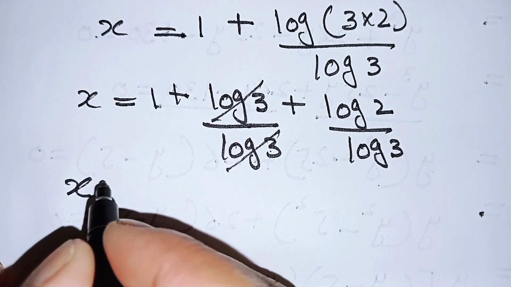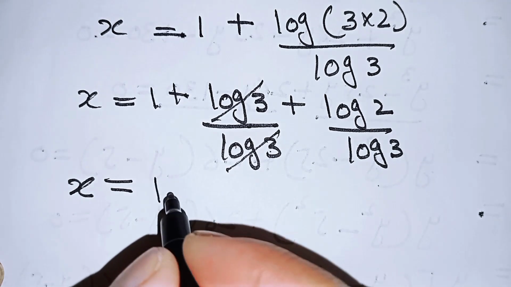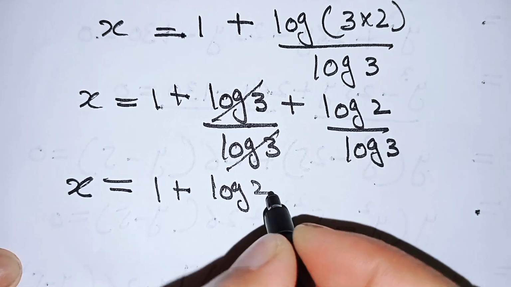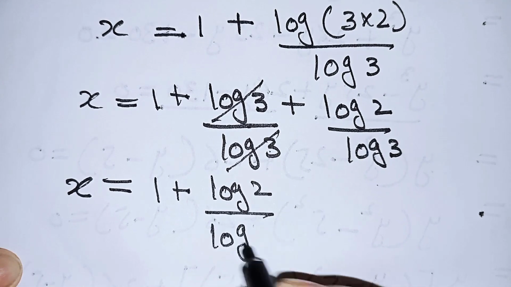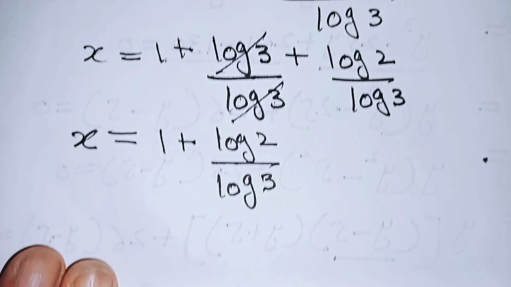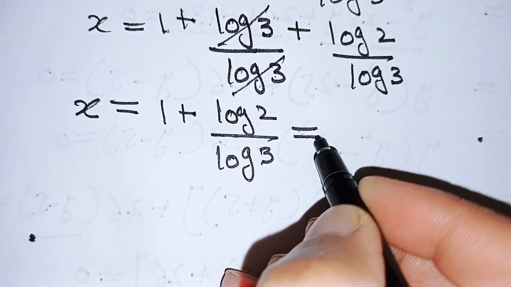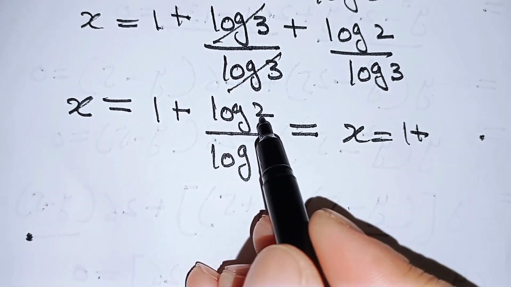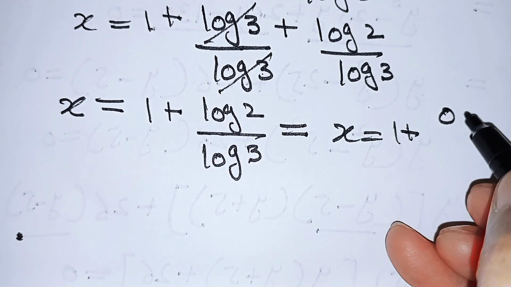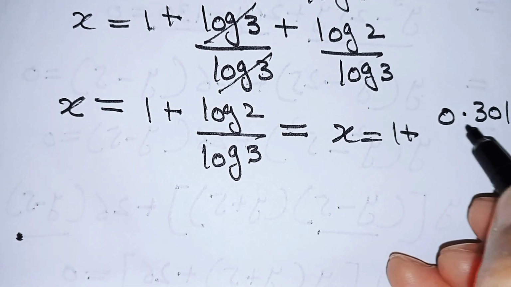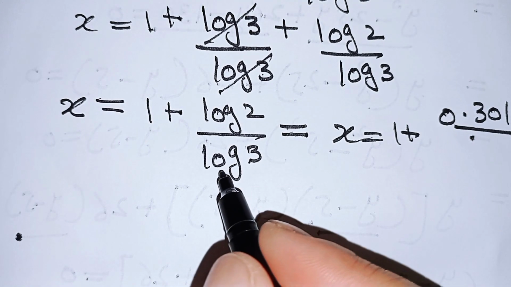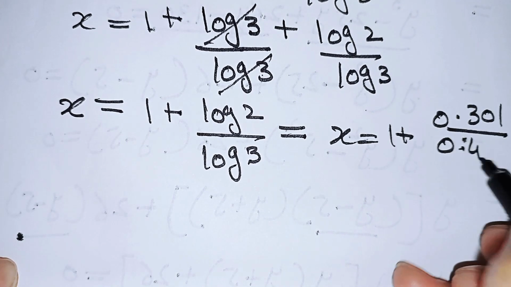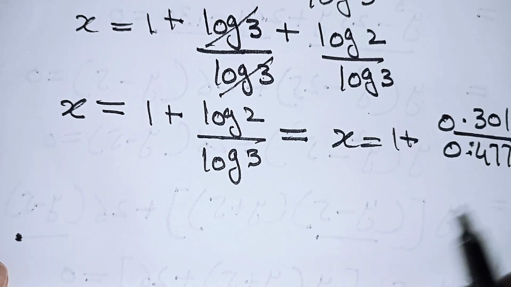And now here cancel out this log 3 with this log 3, and we are remaining to find x is equal to 1 plus log 2 over log 3. Then the value of x is equal to 1 plus, and log 2 can be written as 0.301, over log 3, the value of log 3 is 0.4771.